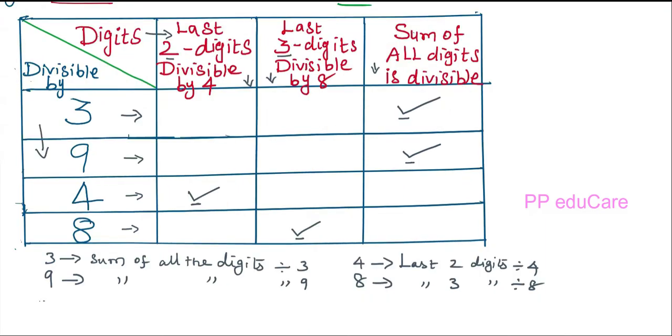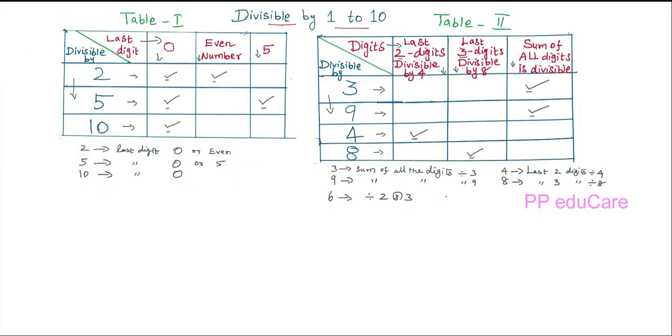Now let's see the divisibility rule of 6. If a number is divisible by both 2 and 3, then it is divisible by 6. The divisibility rule of 7 is completely different. We will discuss it later.